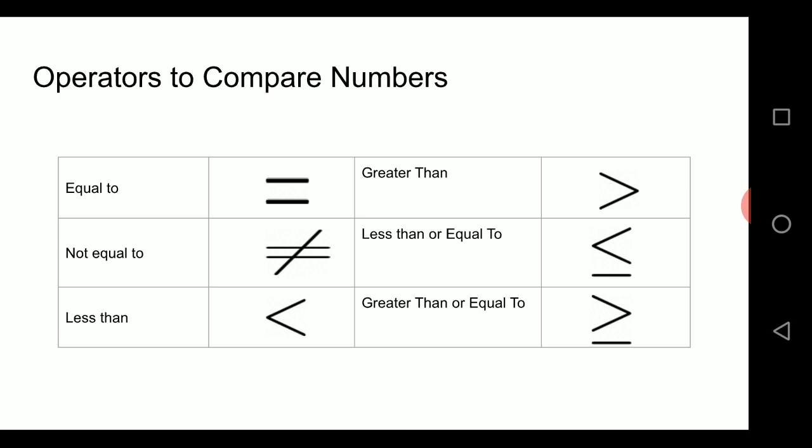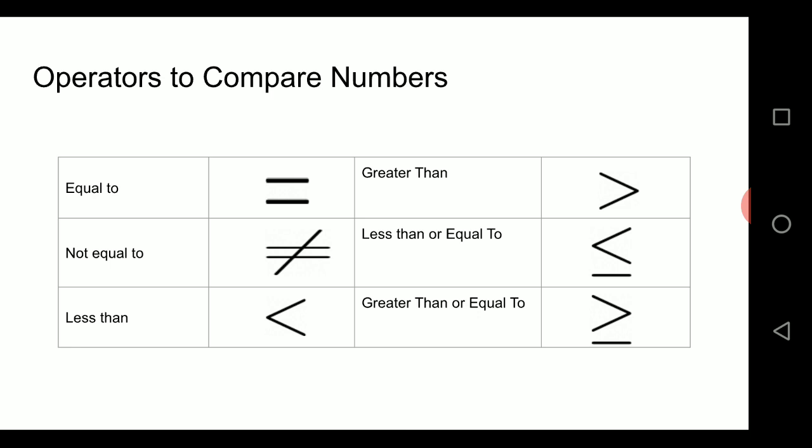First is the equality operator. When two things are equal, you use the equality operator. If two things are not equal and you want to show that, use the not equal to symbol. Whenever one number is less than another number, you use the less than symbol. If a number is greater than another number, use the greater than symbol.